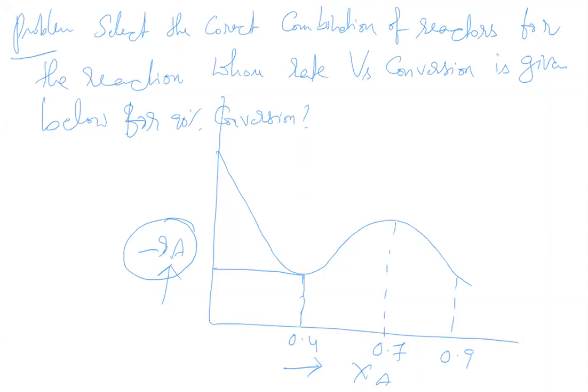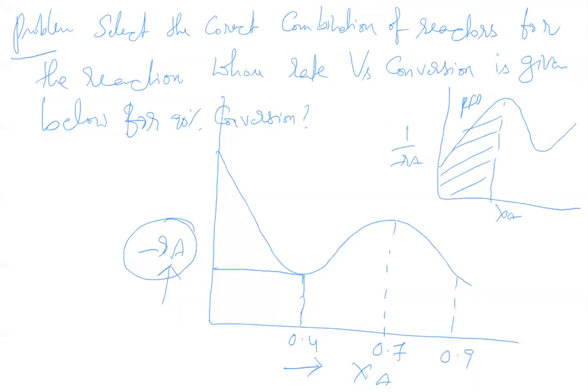So basically one way you can plot is 1 by minus RA versus XA. Then how does the graph look? Up to 0.4, the area under the curve is less, so you should select a PFR. Now from this one, the rectangle volume is less, so you should select a CSTR. Now up to 0.9, the area under the curve is less, so you should select a PFR. So it is PFR followed by CSTR followed by PFR.